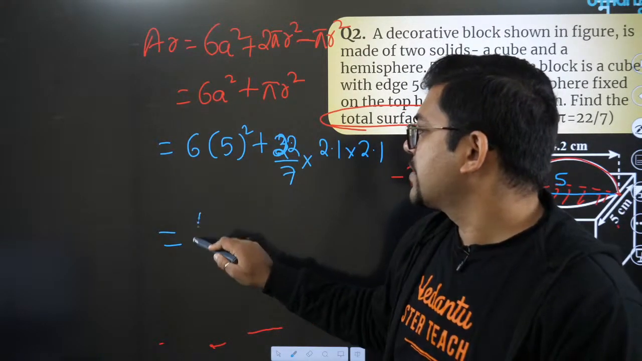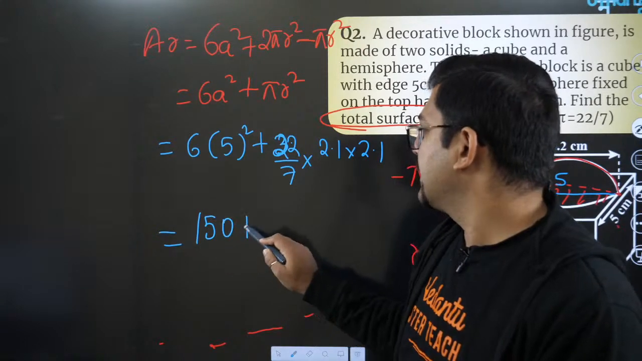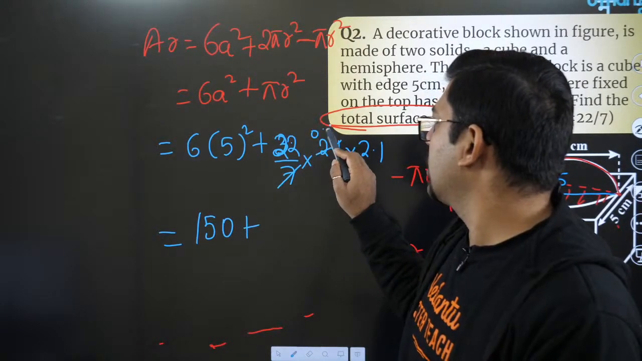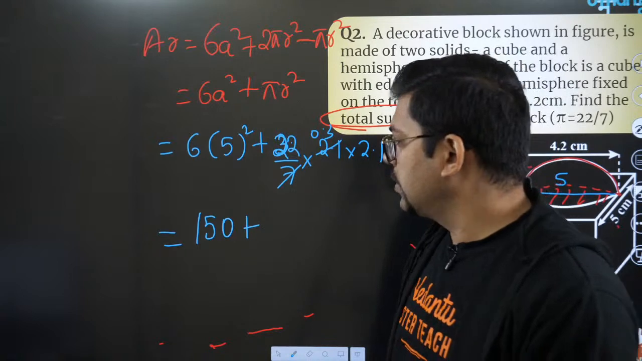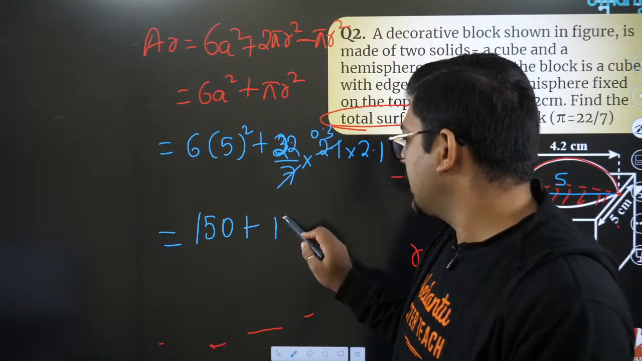So 25 into 6, which is precisely 150, and then plus, from here cut 0.3 times and solve it, then it will come. I guess 13.86 is coming.